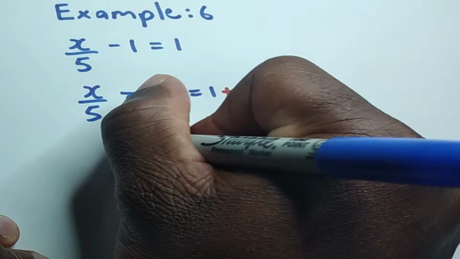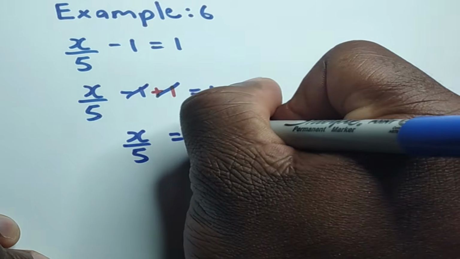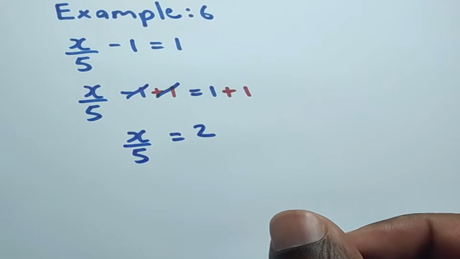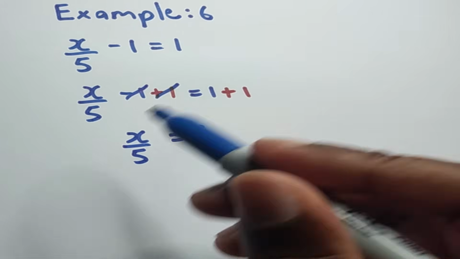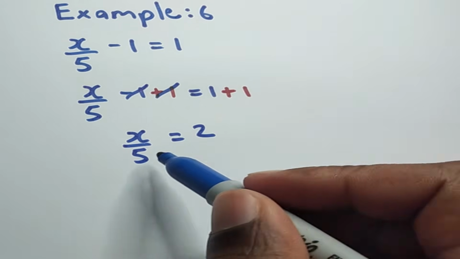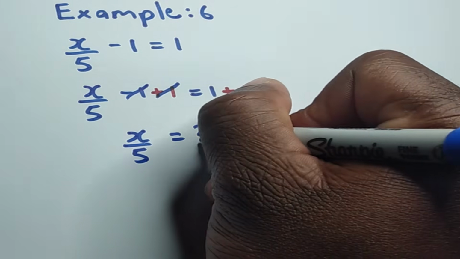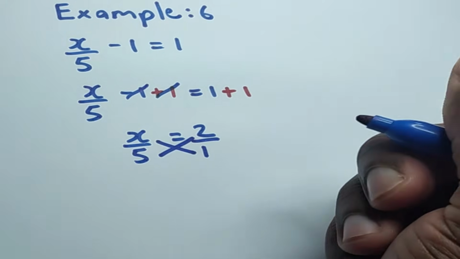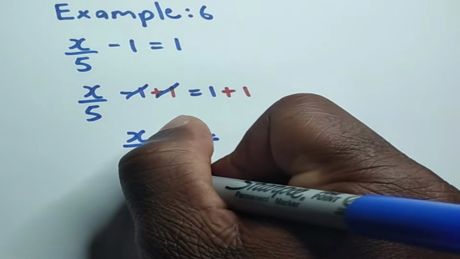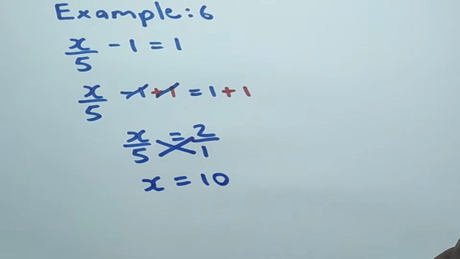And we'll be left with x over 5 is equal to 1 plus 1, and that's a 2 right there. As mentioned before, we can use two methods to solve something like this. We can multiply both sides by the 5, or we can simply put the 2 over 1 and cross multiply. So x times 1 would give me an x, and 5 times 2, that's 10.